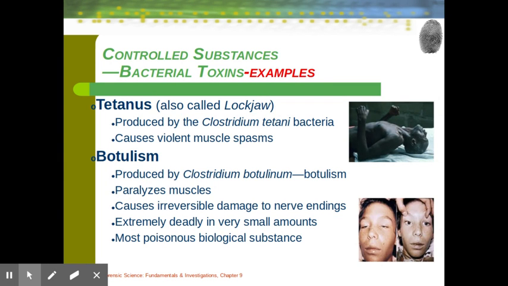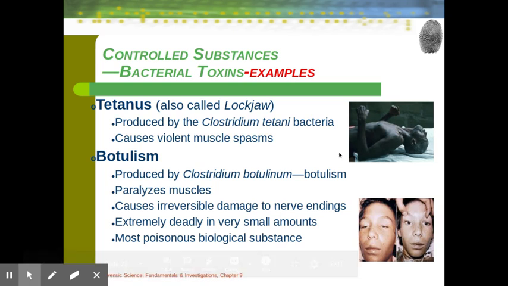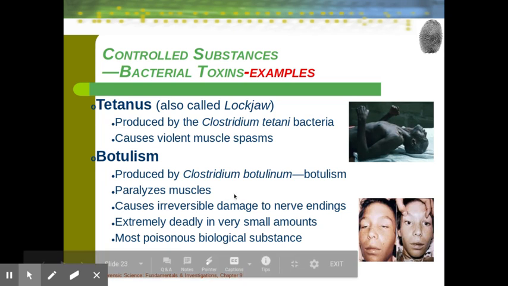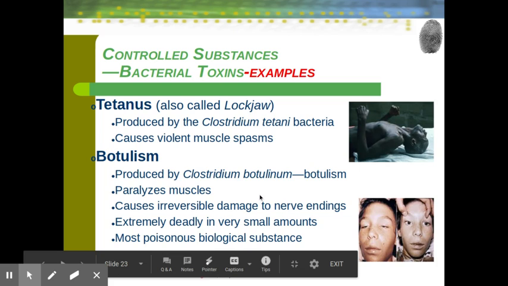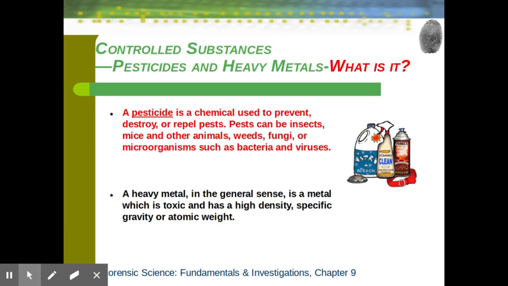So you've probably heard people talk about tetanus. You get your tetanus shot so that you don't develop what people used to call lockjaw, where you have these muscle spasms that sort of cramp up. And then there's botulism. It paralyzes the muscles. Like people get Botox, that's related to that. But again, it can cause irreversible damage to the nerve endings and be extremely deadly if you were to ingest it. Then there's pesticides and heavy metals.